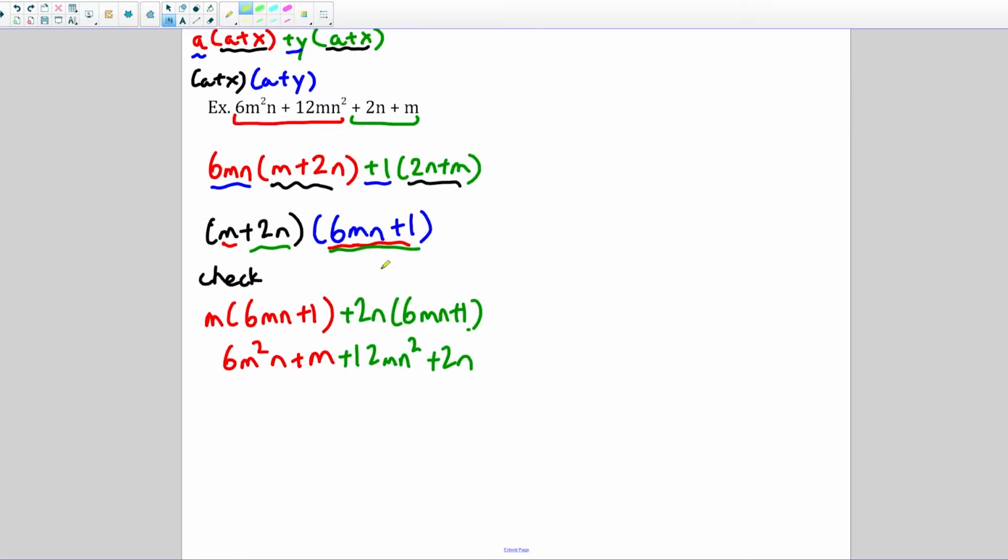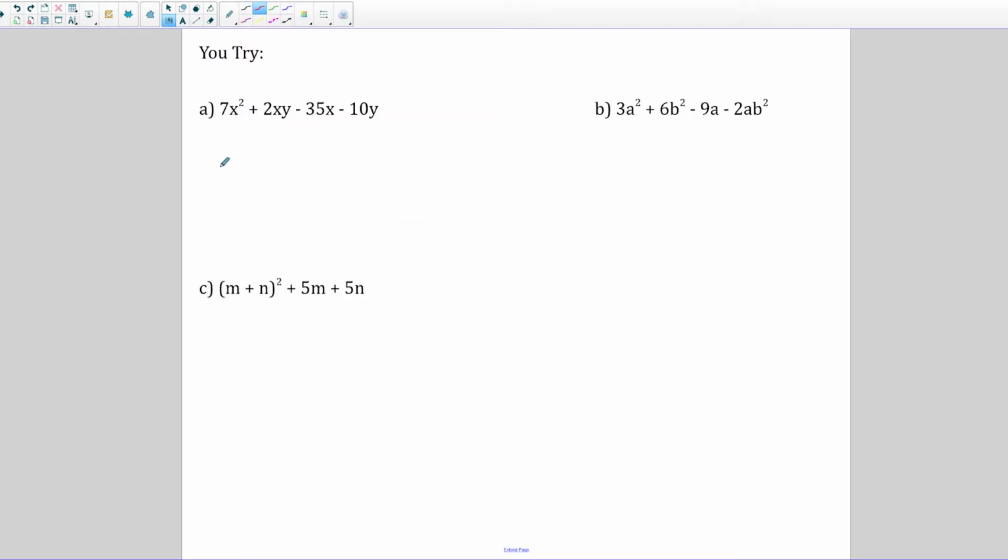So once again, just remember to include a positive 1 or a plus 1 if that is your only GCF between two terms. And again, our final factored form will be m plus 2n times 6mn plus 1. Once again, I encourage you to pause here, try out each question on your own, and then unpause to check your work.